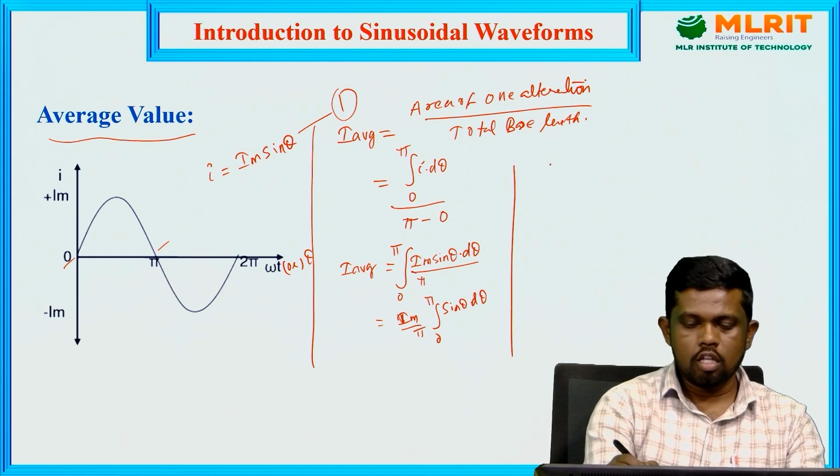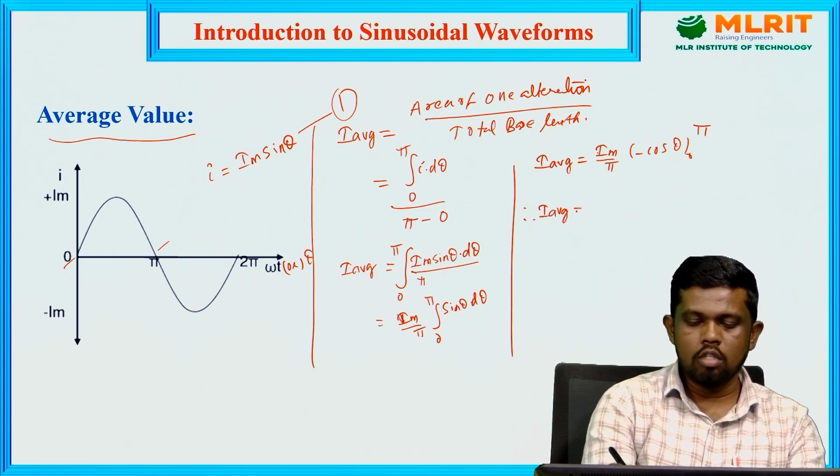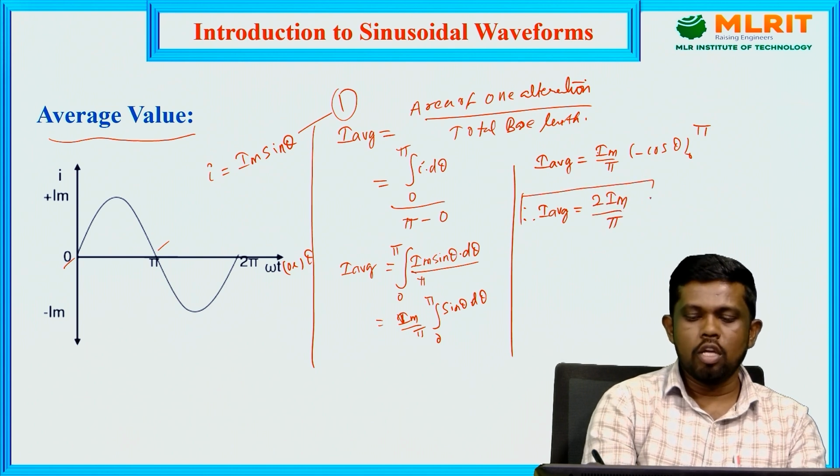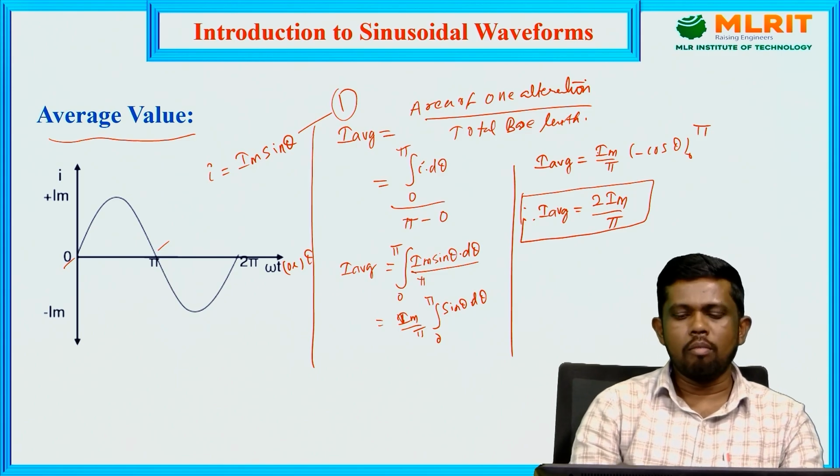After the integration we get I average equal to Im by pi times minus cos theta. After applying the limits, the complete average value of the sinusoidal waveform is 2 times Im upon pi. So this is the average value of the sinusoidal waveform, 2 times Im upon pi. It is also the same for pulsating DC.